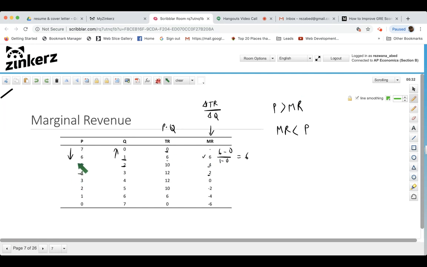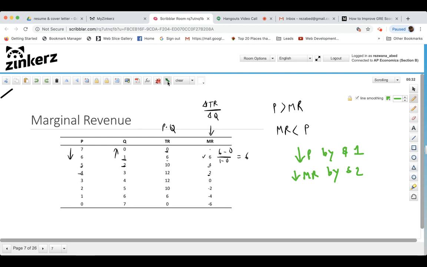So your price dropped by $1, but how much did your marginal revenue drop by going from 1 to 2? 6 to 4. No, not like how much did it drop to, but by how much. From 6 to 5 the price dropped by $1, so the difference is 1. And over here it's 2. So your price dropped by $1, and marginal revenue dropped by 2.